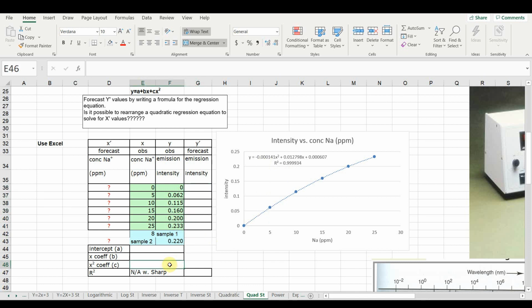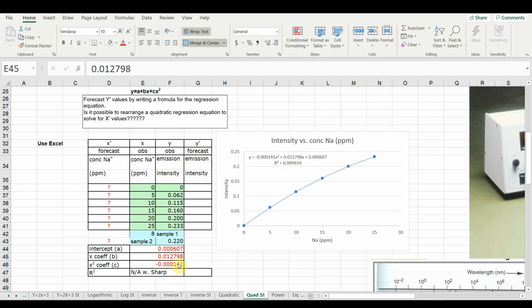So c is negative 0.000141. B is 0.012798. And A is 0.000607. Enter. Let's just double check that these are correct.